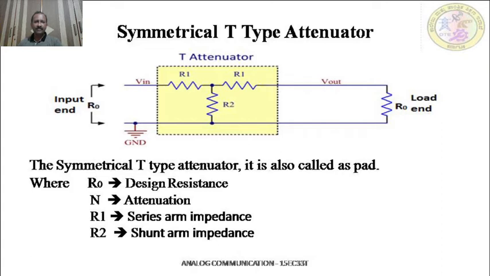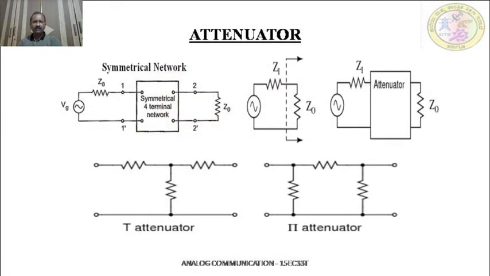If you apply an input signal to the input of an attenuator, you get an output that is always less than the input. Such a circuit we call an attenuator. Now, what is the meaning of attenuator, and symmetrical T-type and Pi-type? How do we represent them? In this figure, input resistance is equal to output resistance, and that network we call a symmetrical network. Normally the attenuator is connected in between the source and the load.